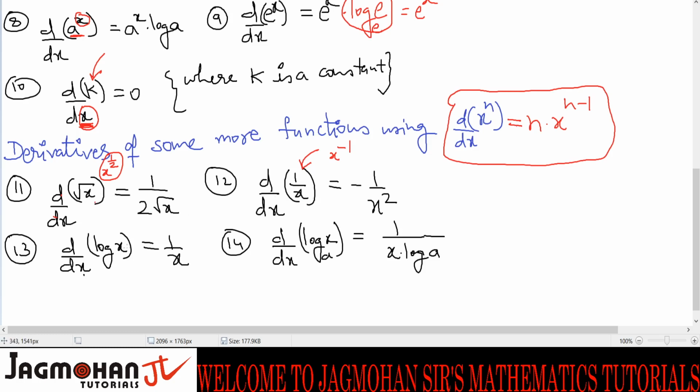Then you have d by dx of log x is 1 upon x. The base is not written, as I told you, it is e. When the base is a, then the derivative of log of x with base a is 1 upon x into log of a. All this we have already done.